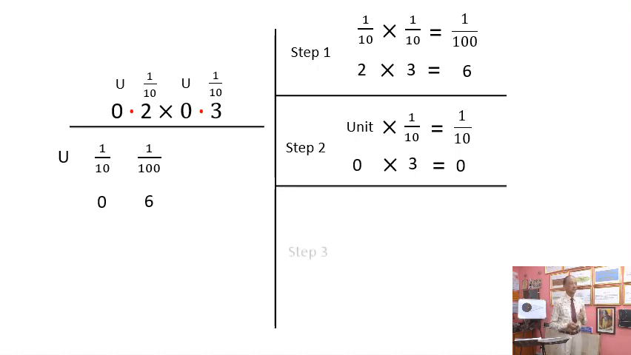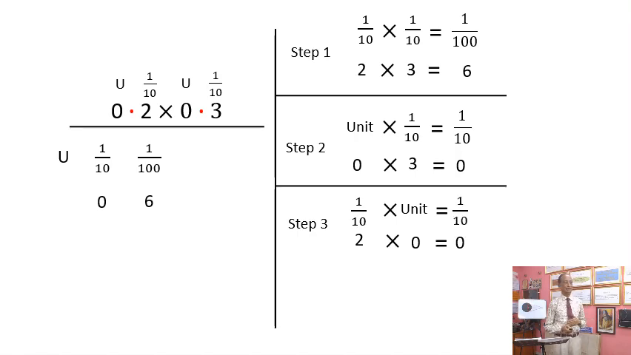Step number 3 is we have to multiply 0 and 2 now. Remember, 0 is in unit place and 2 is in 1/10 place. So when we multiply this, we get 0 as the product. What is the place value of this? 1/10 into 1 is 1/10 only. So 0 must be written in 1/10 place. So we go to the second row and write below 1/10, 0.